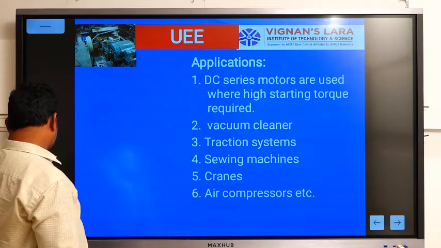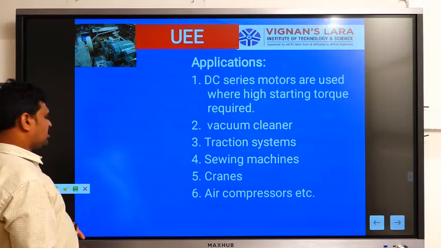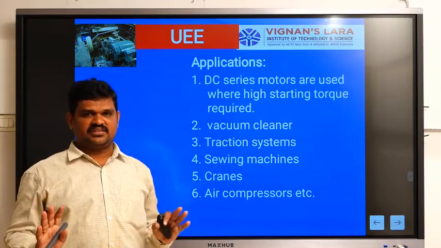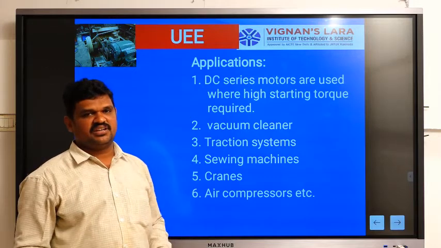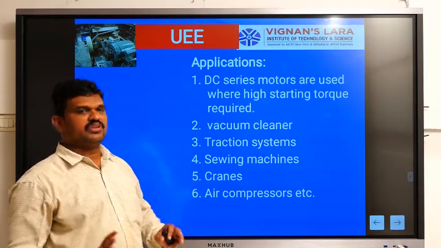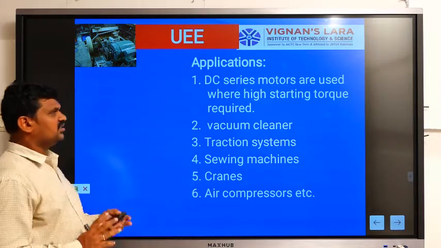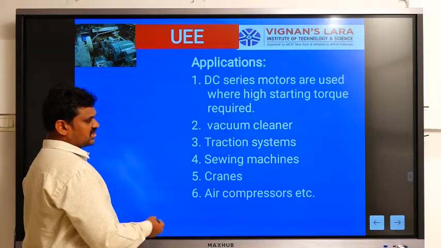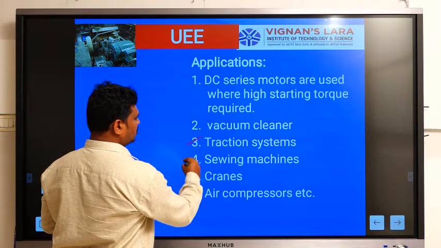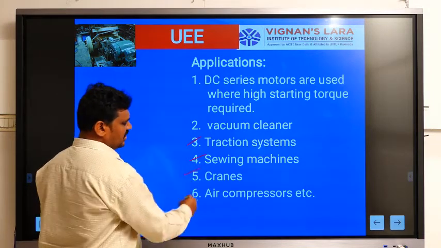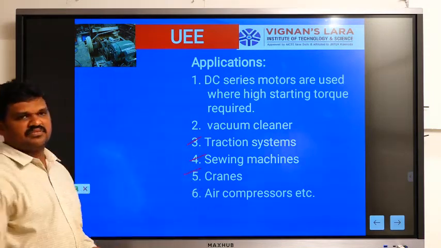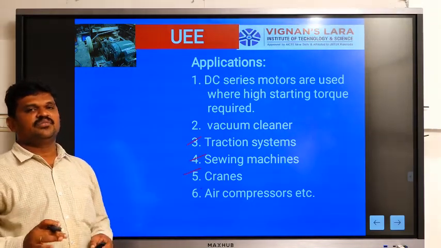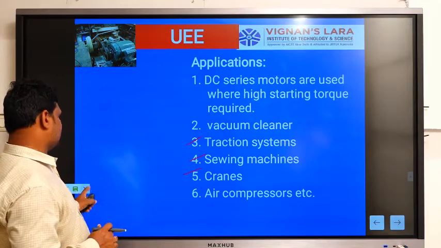So where do we use this series machine? The series machine is used where high torque is required. A high amount of torque is required. In locomotives, normally we use the series machine. So these are the applications: traction systems, shoving machines, cranes, air compressors. In these, where we need a high amount of torque at starting, we use this series machine.